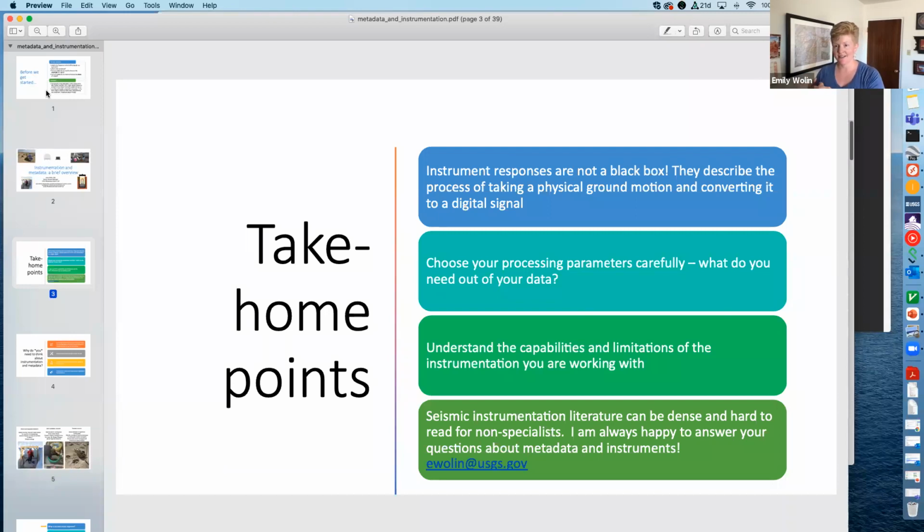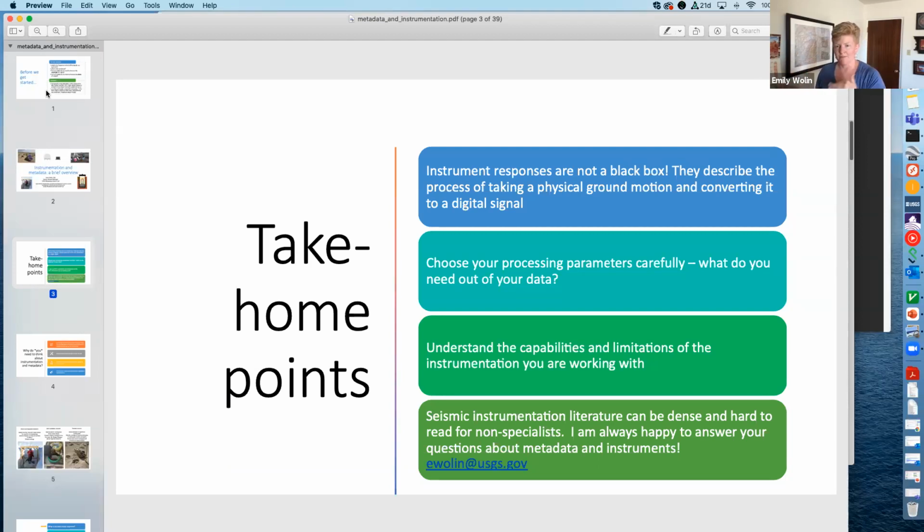Instrument responses look complicated, but you don't have to treat them like a black box. All an instrument response is, is a description of the process of taking a physical ground motion from an earthquake or any other type of ground vibration and converting it to a digital signal that you get from your favorite data management center, say IRIS or ORFEUS or something like that.